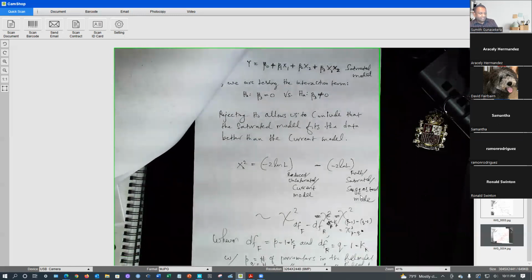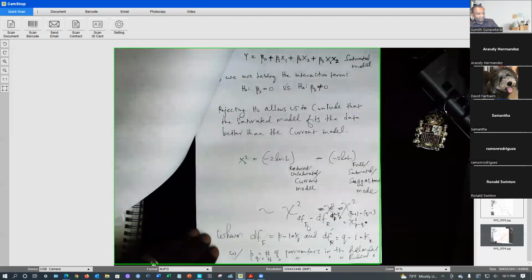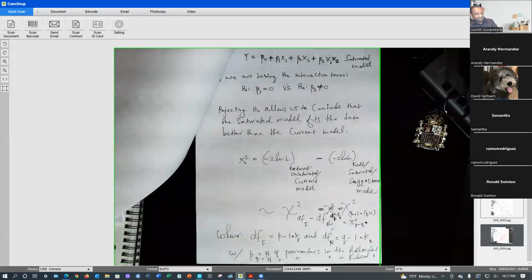They are chi-squared with the degrees of freedom of the full model minus the degrees of freedom of the reduced model. That means the number of regressors in the full model minus the number of regressors in the reduced model, or the number of parameters in the reduced model.